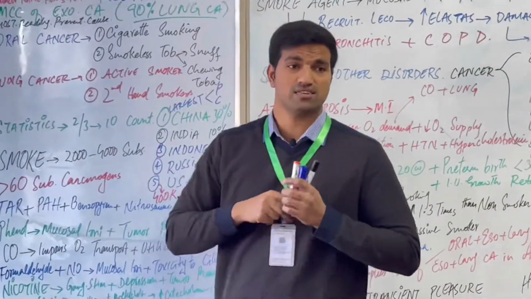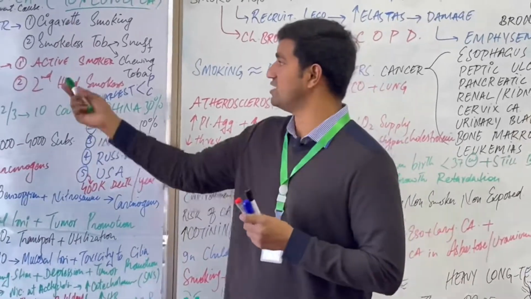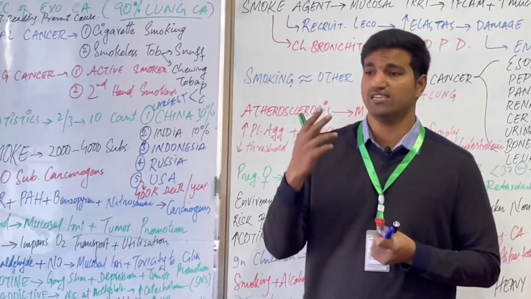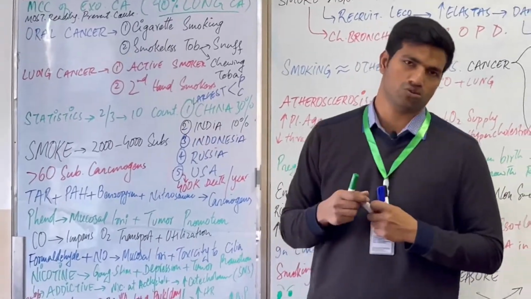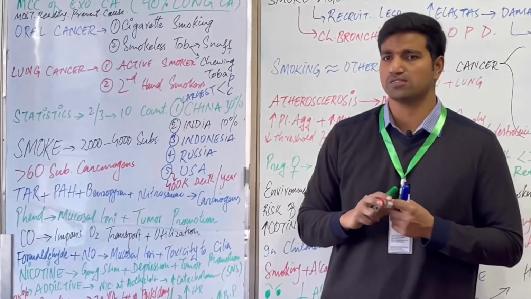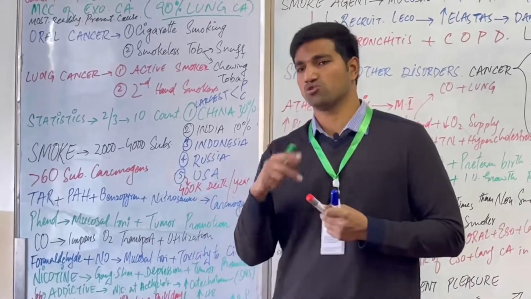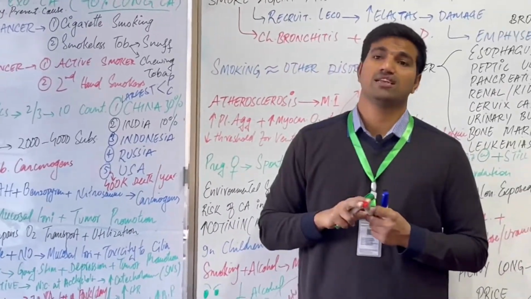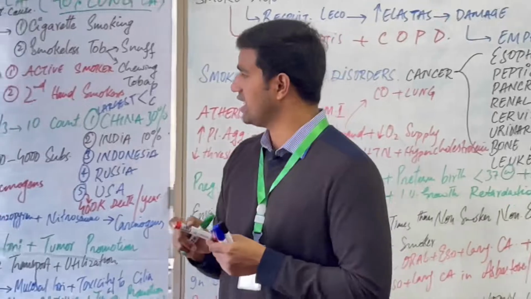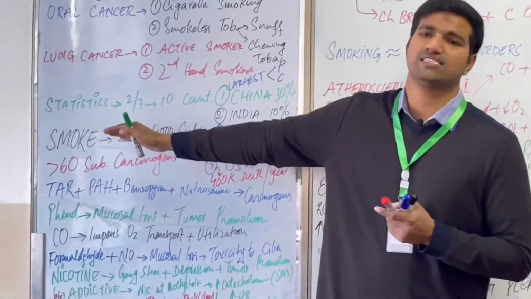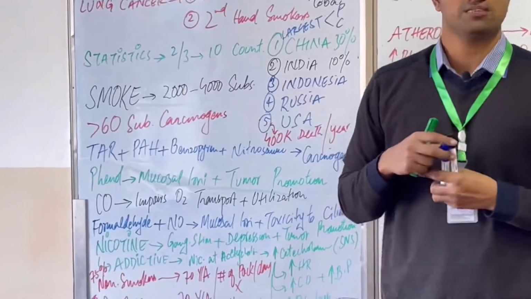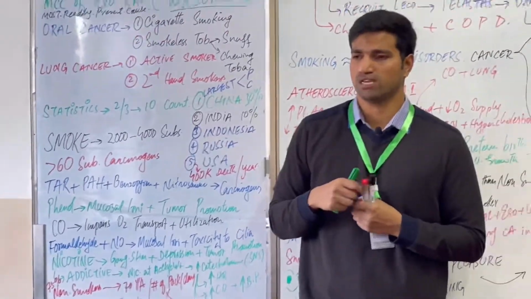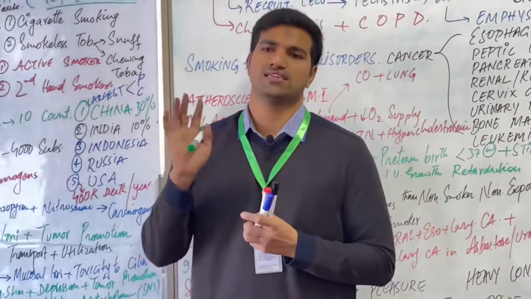Then we have lung cancer. There are two other causes. First of all are active smokers, who actively smoke cigarettes, and second are second-hand smokers or passive smokers, the persons who are exposed to tobacco smoke present in the environment. Okay, then we have talked about some statistics about cigarette smoking. Out of 100%, 2/3 of smoking happens in 10 countries.